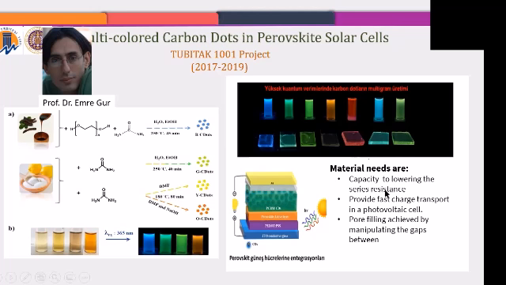for lowering the series resistance in perovskite cells, for fast charge transport in a photovoltaic cell, or pore filling by manipulating the gaps between. So we did this one in supercapacitor, and we said why we cannot do it in perovskite cells. So we made these colorful thin films and apply it in the electron transfer layer of the perovskite solar cells. You see that we had 4 different colors.